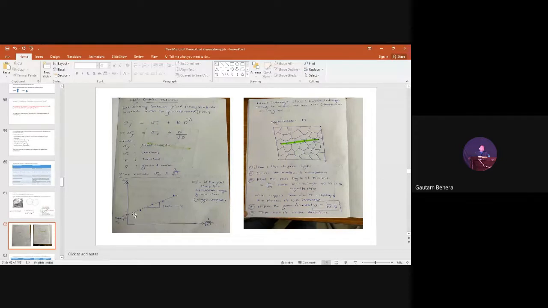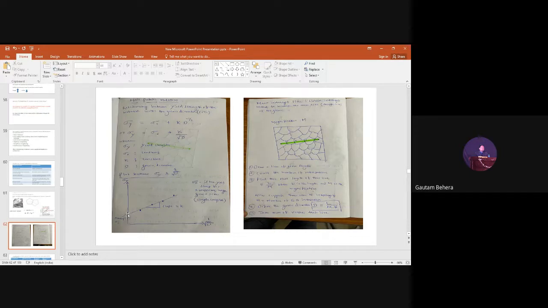These points are nothing but the values obtained at different grain sizes. Suppose the grain size is this much, the value is this much. If the grain size is more reduced, the strength is more. If the grain size is here, the strength is here, right? But what I am showing here, the slope is nothing but the k. This k is the slope of this yield strength versus 1 by root d curve.